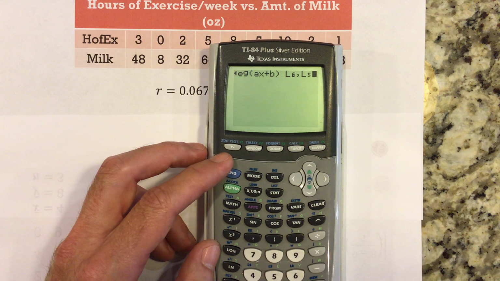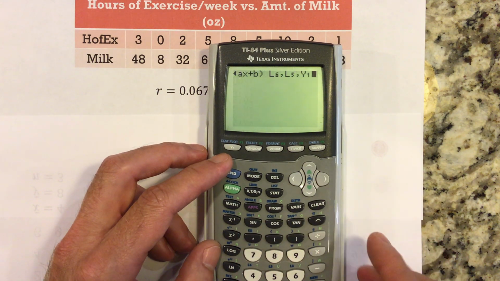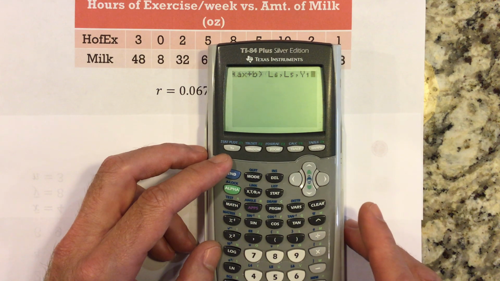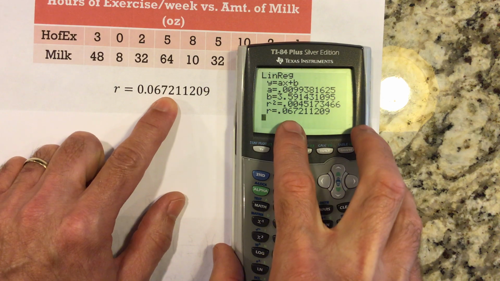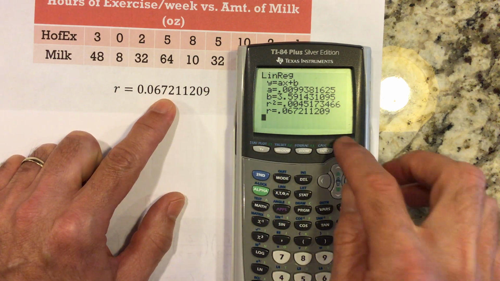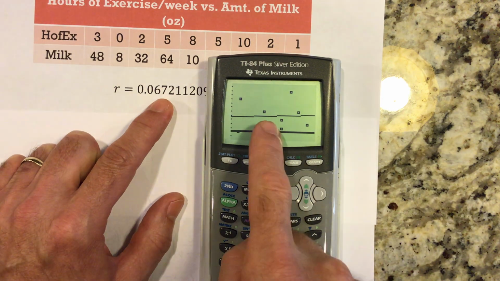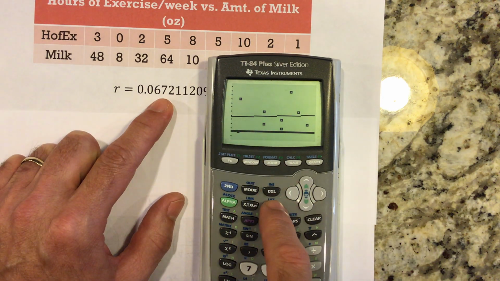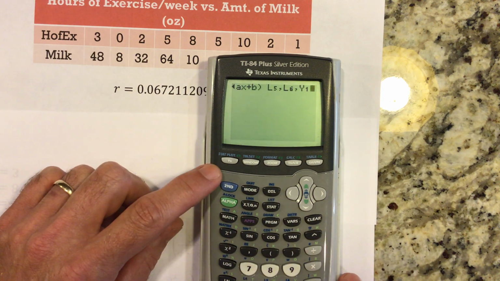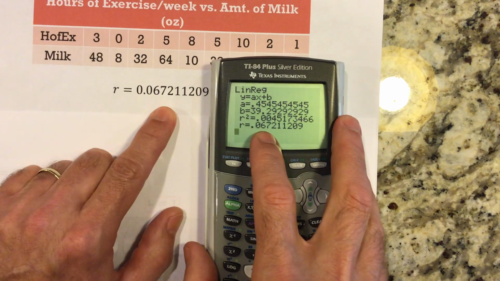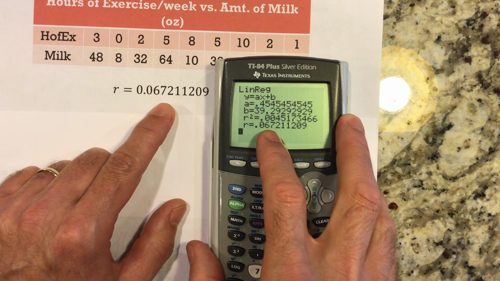And again, switch your x and y. And hey, look, I get the same correlation. There's the graph. Again, the line's basically horizontal, but it's the same exact correlation. Isn't that weird? Okay, so why did I get the same exact correlation? Is that coincidence?